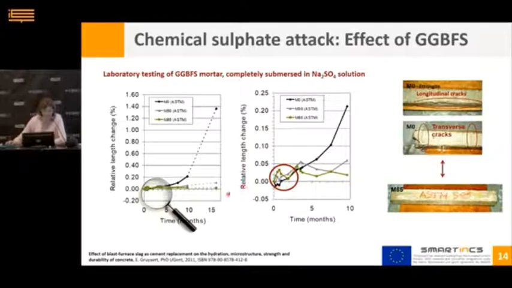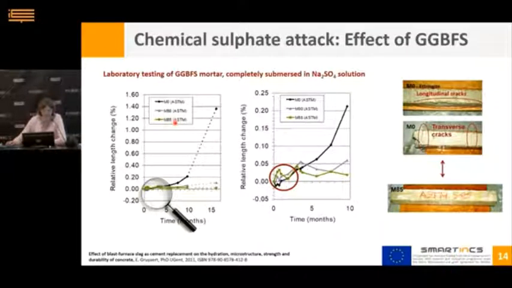But after that first stage, the first 3 months, let's say, where nothing happens, we had an increase of the length. There we clearly saw a distinction between the specimens made with ordinary Portland cement, the black lines, and the gray and the green lines, which are the ones with 50% of the cement replaced by blast furnace slag, or 85% of the cement replaced by blast furnace slag.